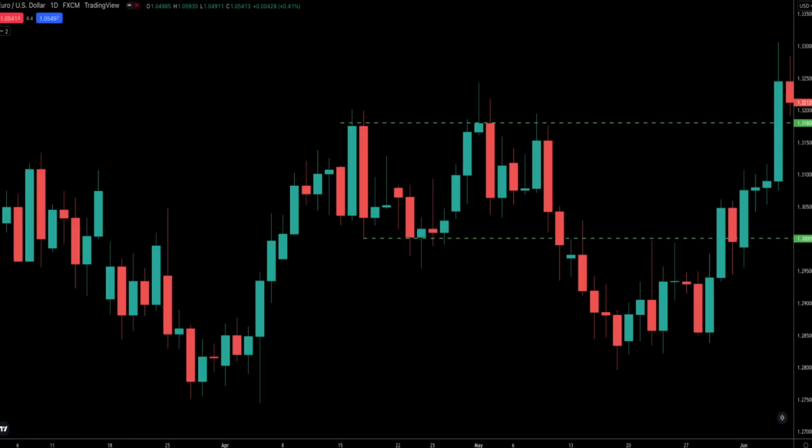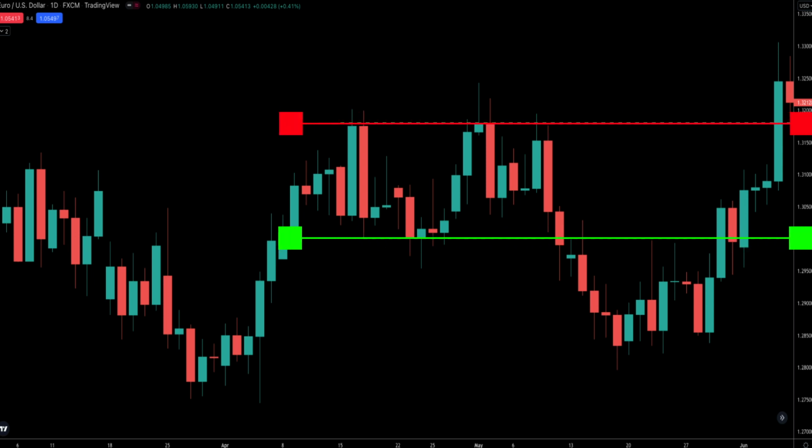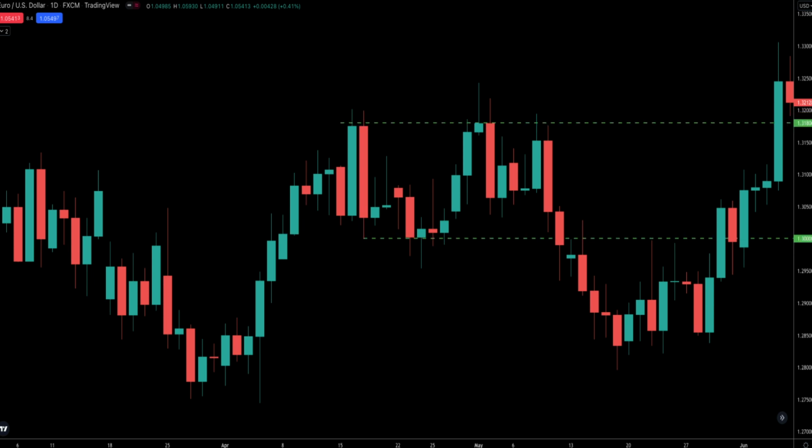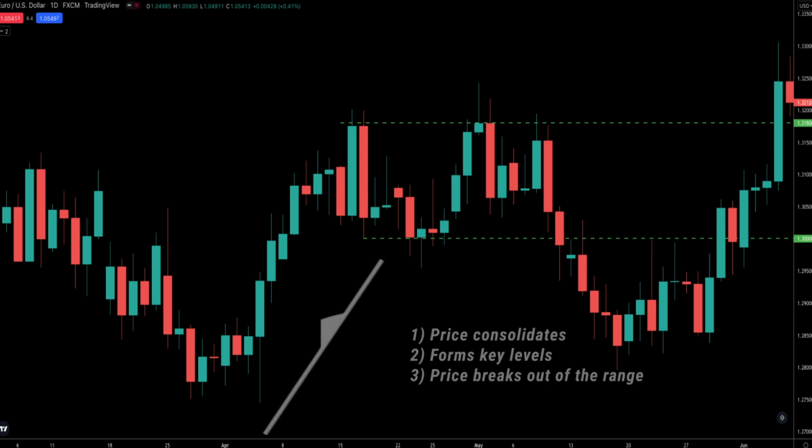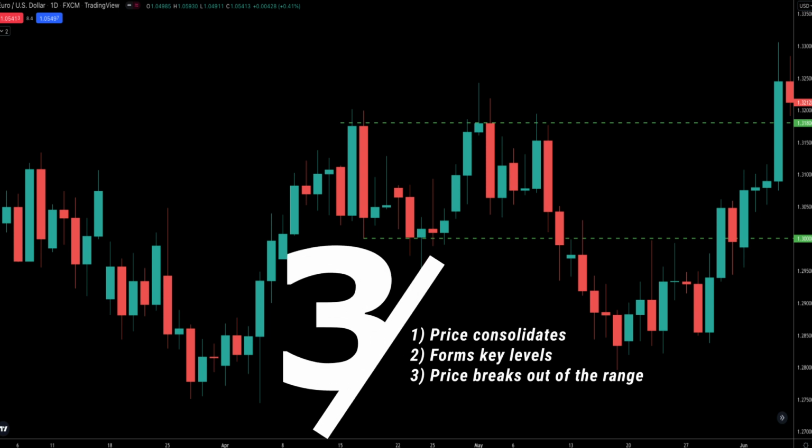Well, key levels are horizontal and diagonal support and resistance levels. The presence of key levels on opposite sides keeps price in a range. A breakout occurs when price breaks out of the key level on either side of the price range. The name of the pattern doesn't matter. You simply need to understand three things. Number one, price consolidates. Number two, it forms key levels. And number three, price breaks out of the range.